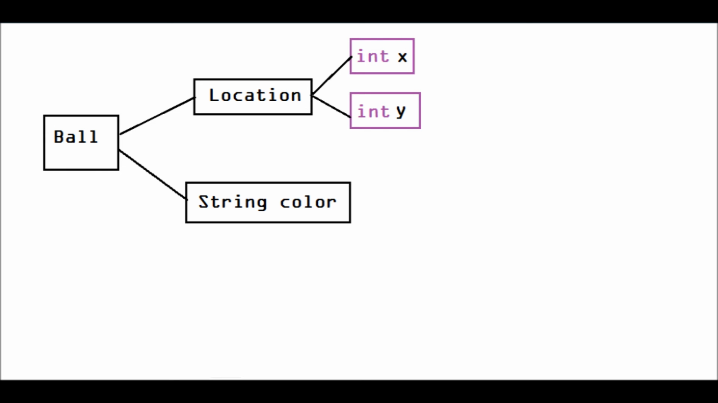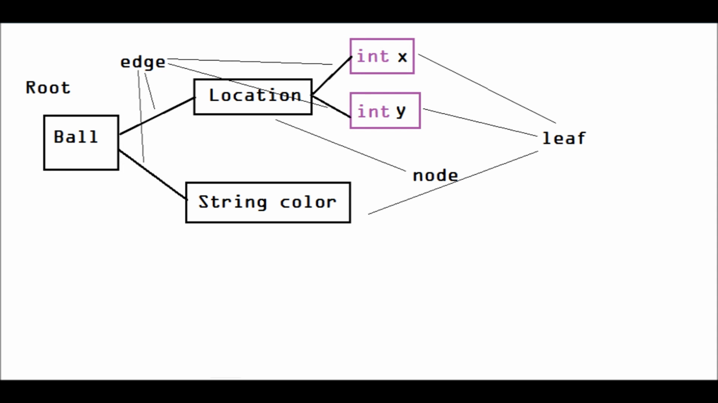We start off, as you see, with ball. We call that the root. And the lines connecting various pieces of this diagram together are called edges. If you look at location right there, location is in between its primitive variables and ball. So we call that a node. That is an internal node. And the things on the outside are called the leaves. Those are the leaves. That's the terminology for this kind of visualization.